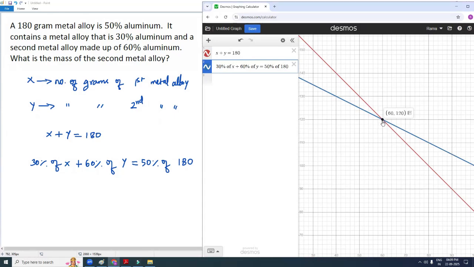So the point of intersection of the two lines is (60, 120). So the X coordinate 60 is the value of X and the Y coordinate 120 is the value of Y in the given system. Now let's consider the Y coordinate at the point of intersection, that is 120. So 120 grams is the mass of the second metal alloy.